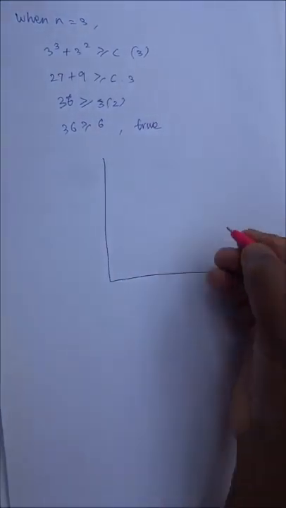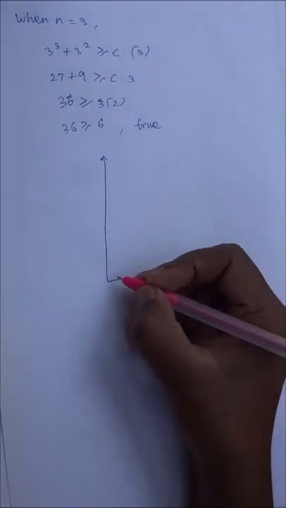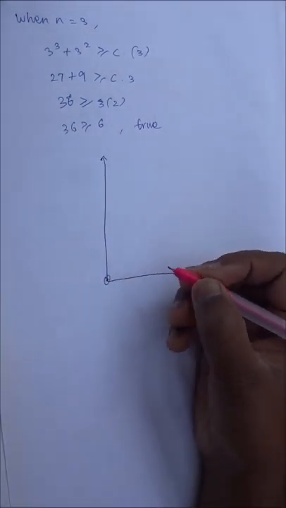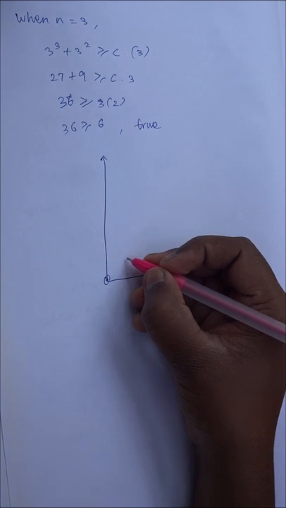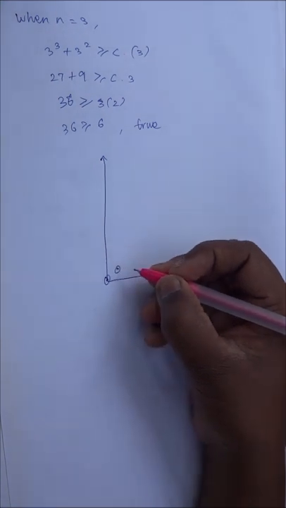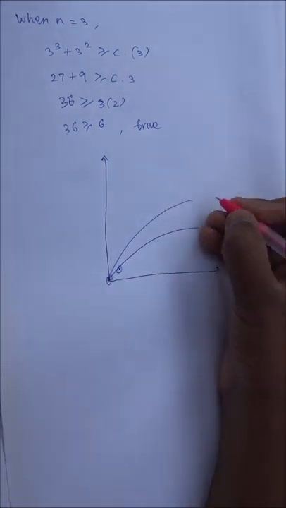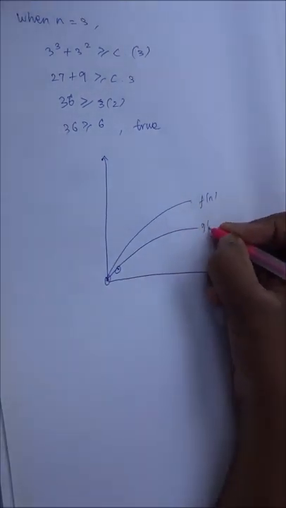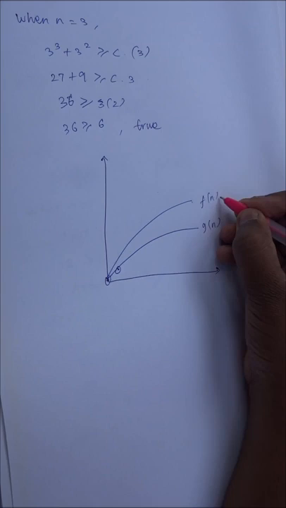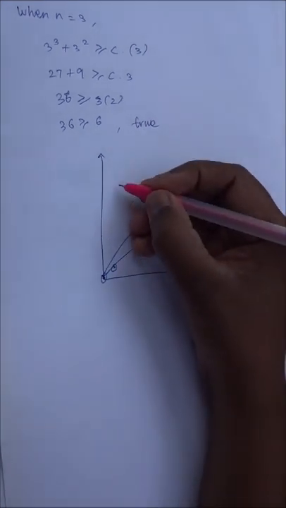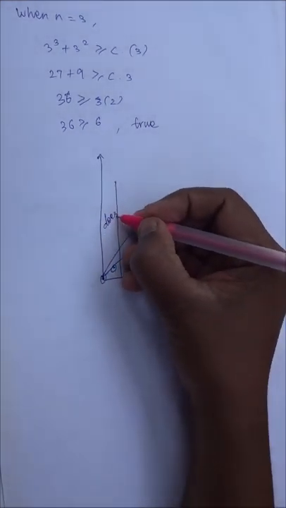Let us draw the graph for this. Starting from 0, 0, the graph will show f of n and g of n. Thus f of n is above g of n, and this is the doesn't-matter region.